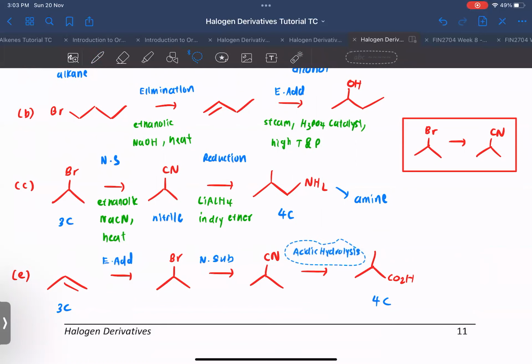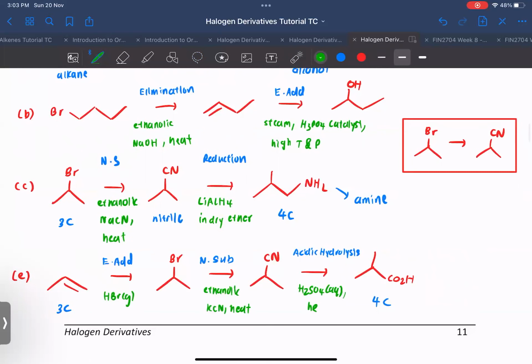So this pathway is a bit longer, but I hope you all realize it's a lot easier if you just identify the step-up reaction. So this is just HBr. Remember, electrophilic addition is usually room temperature. Nucleophilic substitution is whatever we did just now: ethanolic KCN, heat. Then the final one is acidic, so you use H2SO4, and it must be heated because hydrolysis, as I mentioned just now, is all about breaking of a bond using water. To break bonds, you need to heat up.